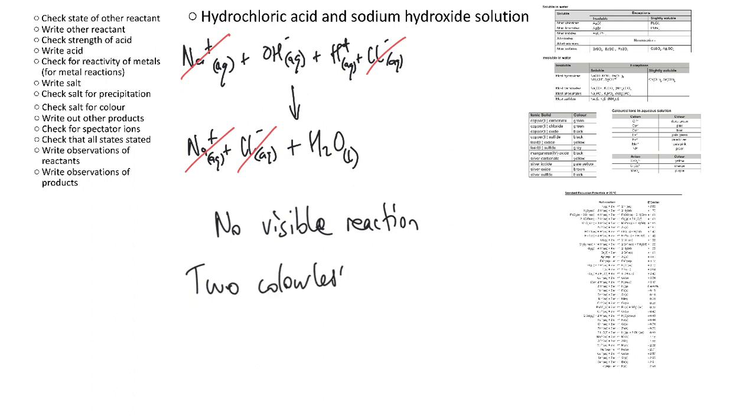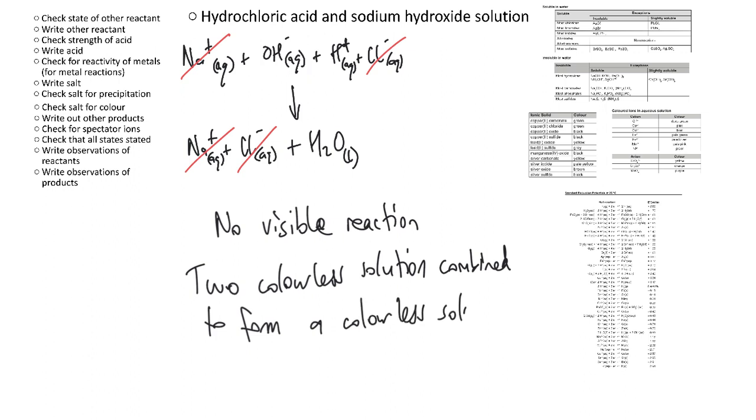Two colorless solutions combined to form a colorless solution. Okay, so that's the first example. All right, we have to have the information from the data sheet and the checklist in our heads to work this all out. Okay, so let's move on to the next example.